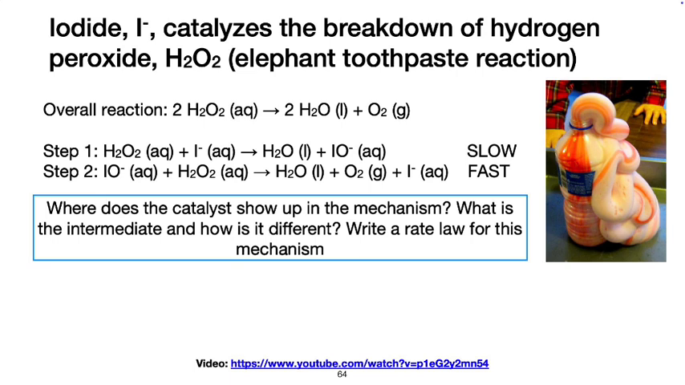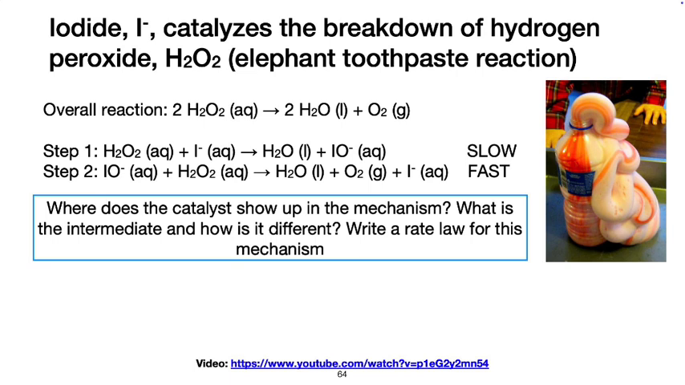A reactant. So how do we know it's not a reactant? Where else does the iodide show up? Now you don't want to answer? Okay, that's fine. It also shows up as a product.